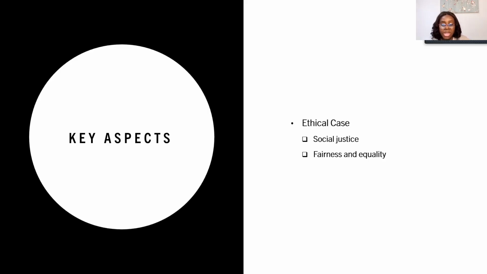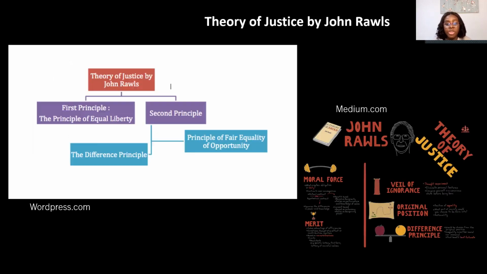So we look at the ethical case, again, how that relates back to the history of social justice and fairness and equality. And we'll look at the theory by John Rawls, the theory that looks at fairness and equal opportunities, and how people sometimes have to look at their morals and how it's a moral thing to be able to ensure that everyone has that equal opportunity, even without necessarily having regulations and legitimacy in place.